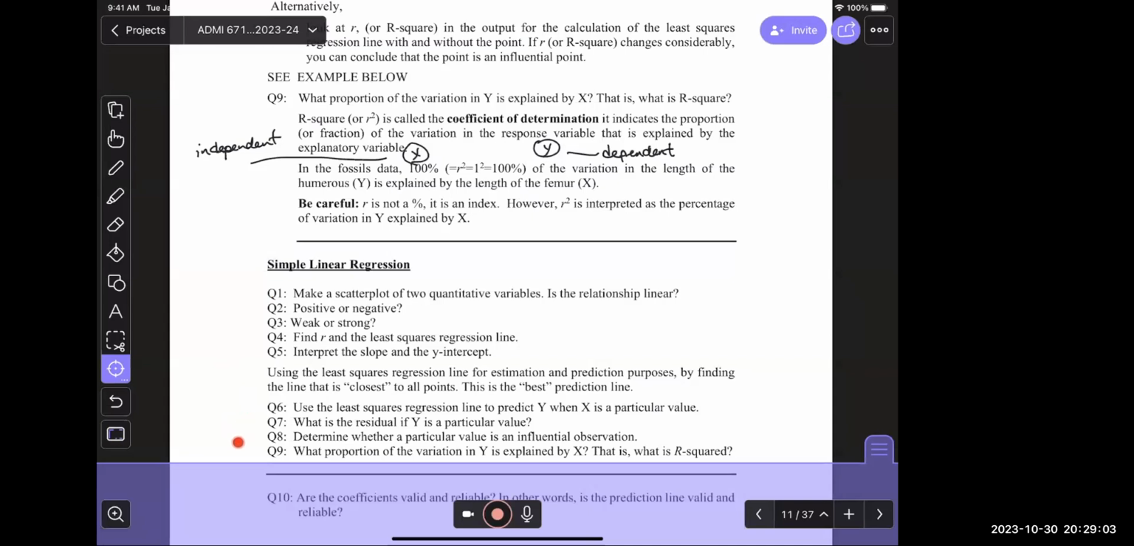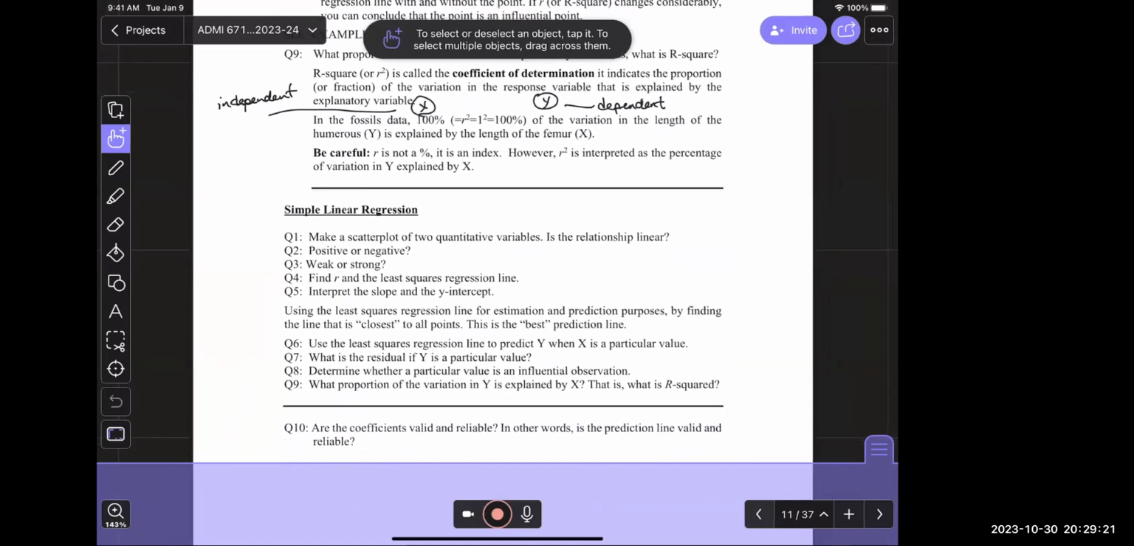We know how to determine if a particular value is an influential observation. And we know how to interpret or calculate the proportion of variation in y that is explained by x. All right, so that's what we've done. And I have several examples you can read through for that.